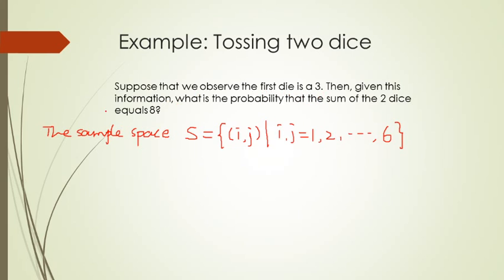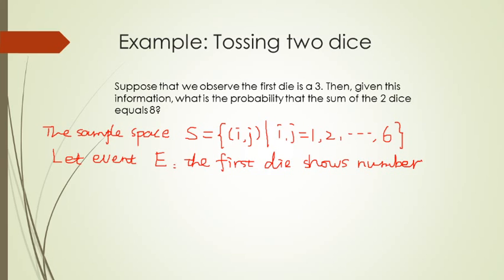So we can define this event E. Let event E be that the first die is the number 3, okay? The first die shows number 3. And we don't care what number is showing on the second die. It can be 1, 2, 3, 4, 5, 6, okay?